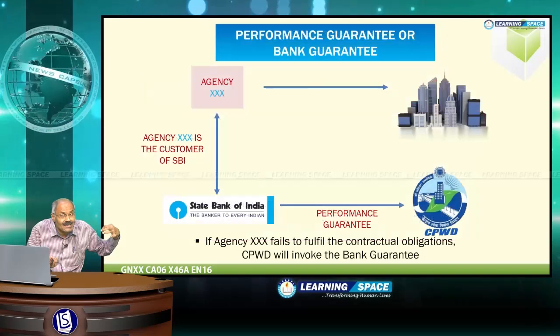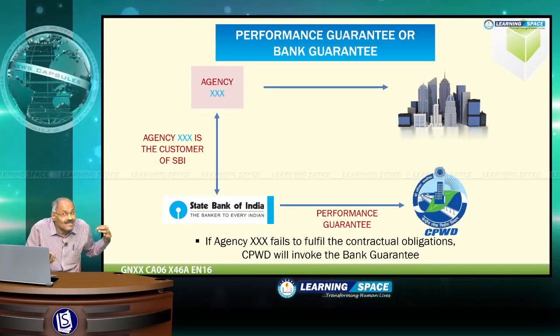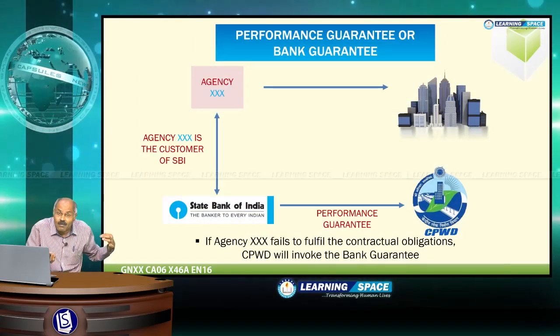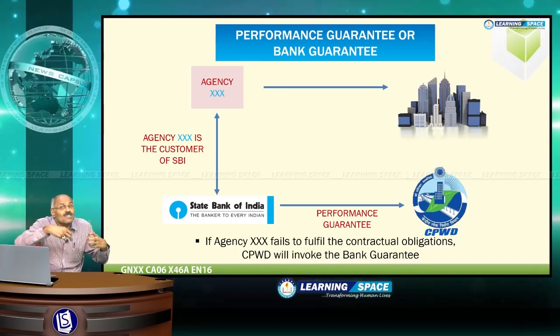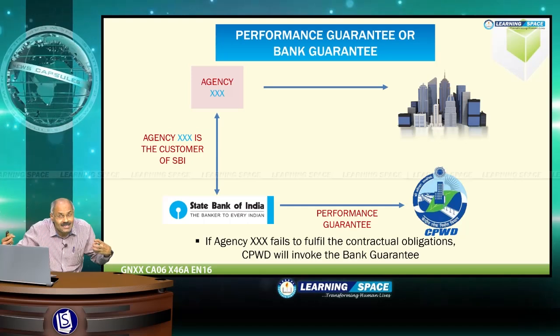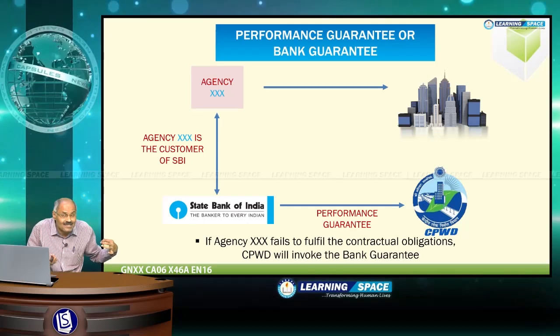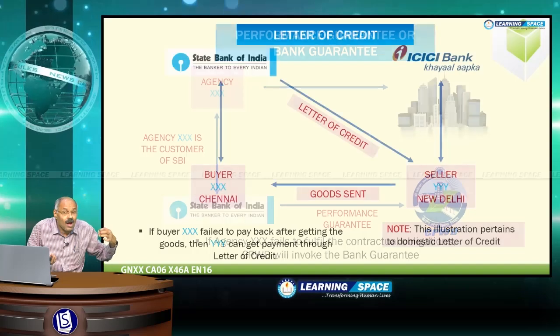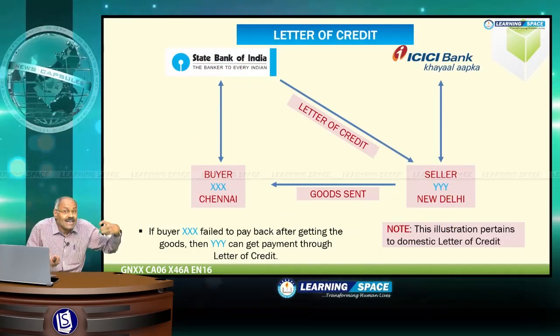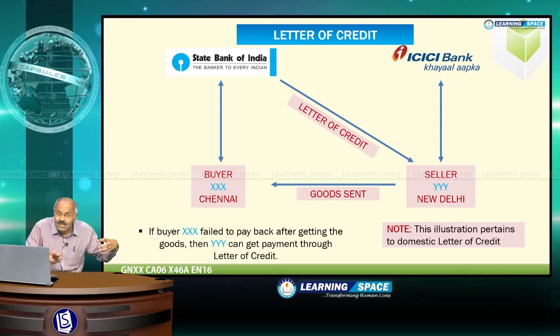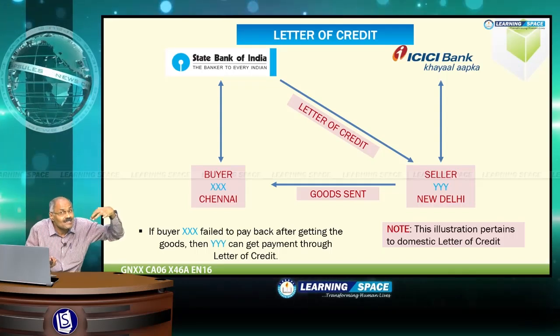Please look into this slide. This is an example of performance guarantee. On behalf of a client, bank can give performance guarantee to an organization. This is a non-fund based support. At the same time, on behalf of the buyer, bank can give letter of credit, right? So, these are called non-fund based support.